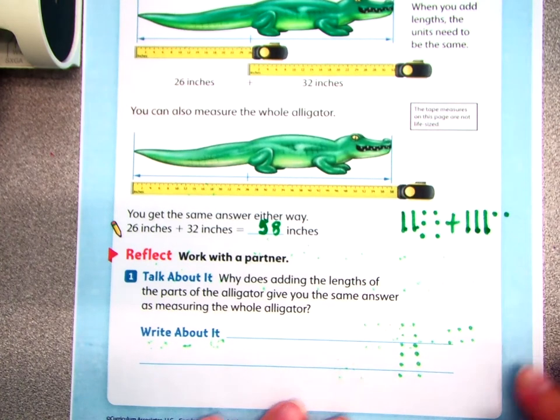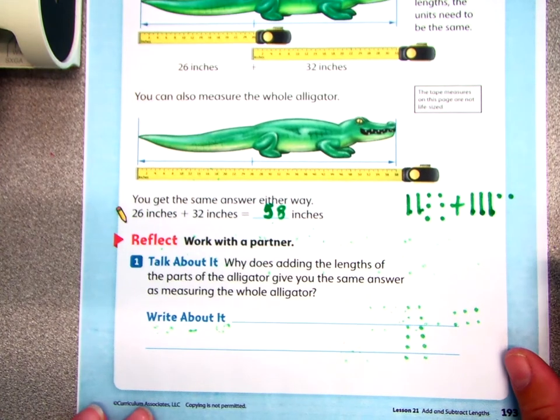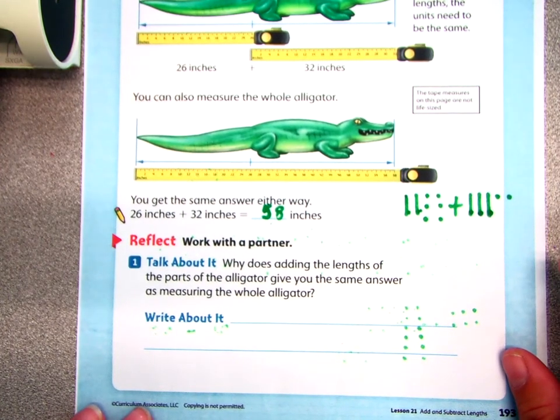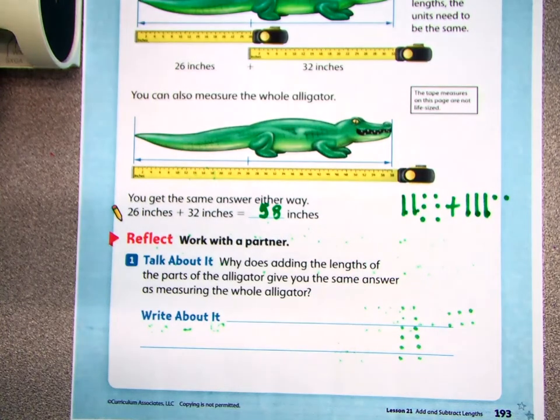Right? Now it says work with a partner. I'm going to be your partner. You're my other partner across the waves here. It says talk about it. Why does adding the lengths of the parts of the alligator give you the same answer as measuring the whole alligator? Write about it.